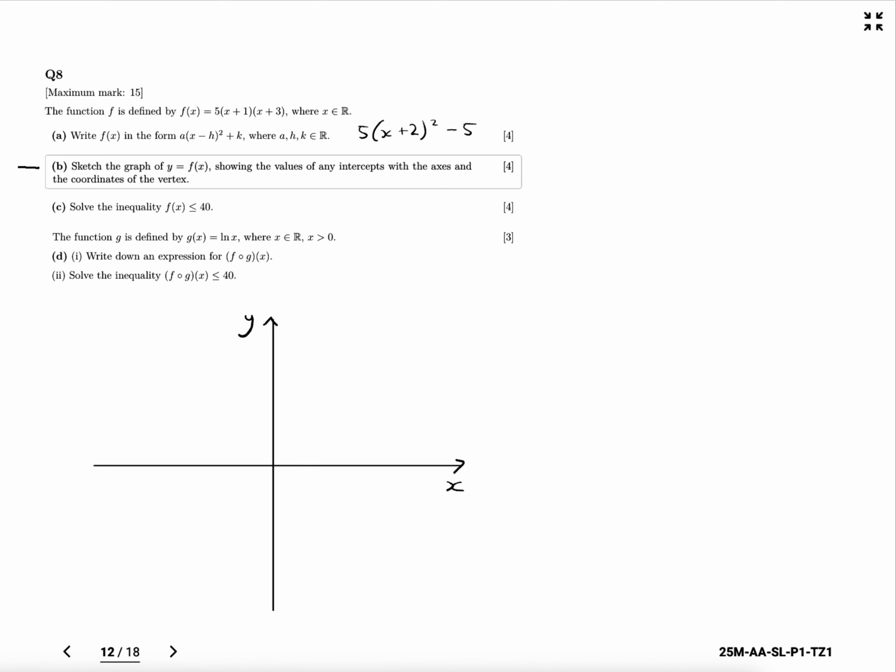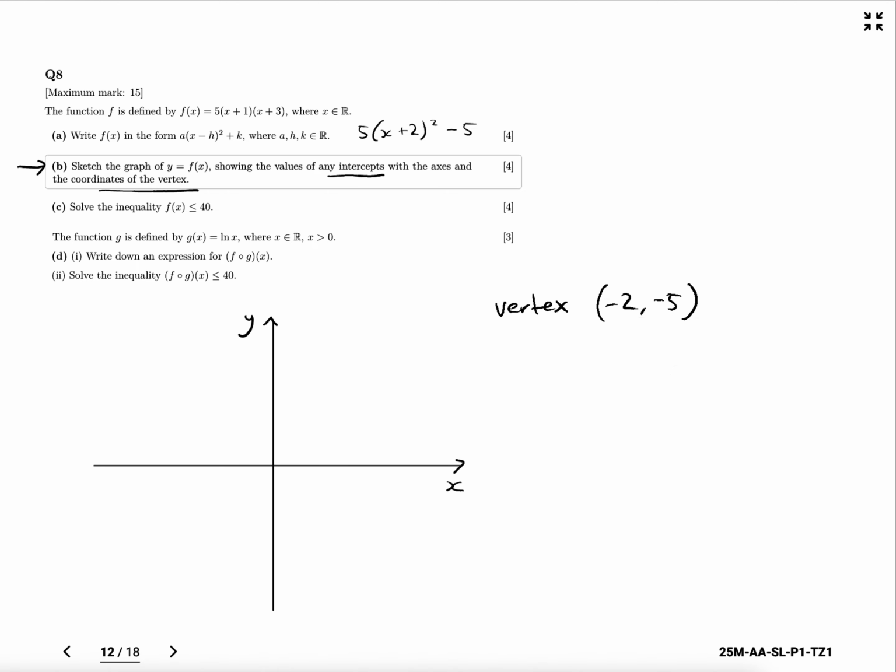And part B, sketch the graph of y equals f of x, showing the values of any intercepts with the axis and the coordinates of the vertex. So that means that we need to do a few calculations first. So we had our vertex form of the quadratic, and we can use that to find the vertex. So the vertex is at coordinates h, k, which in our case is going to be negative 2, negative 5.